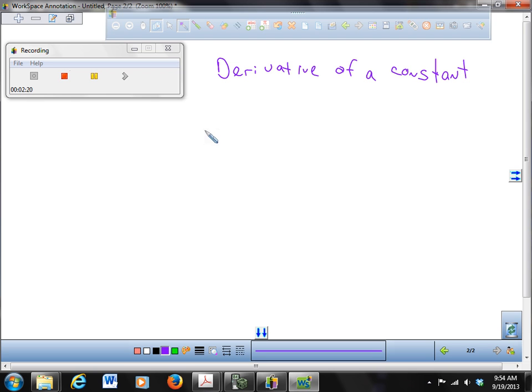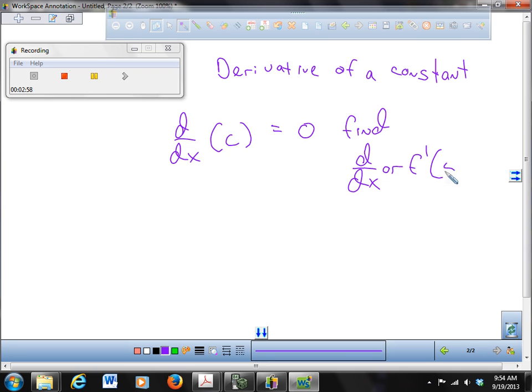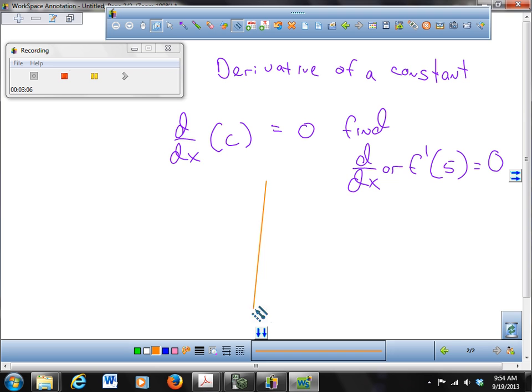Derivative of a constant. So d dx of c is equal to 0. So for instance, find d dx of 5, or f prime of 5. What's f prime of 5? 0.